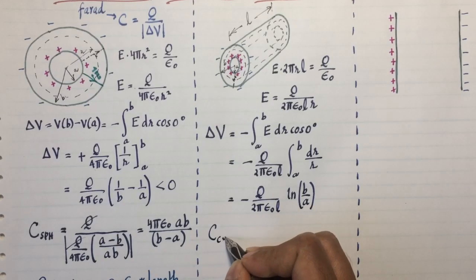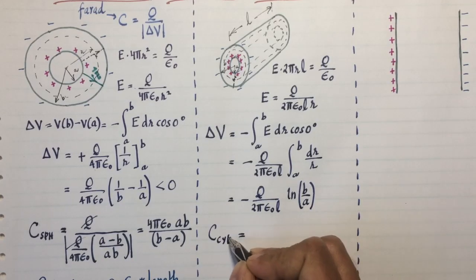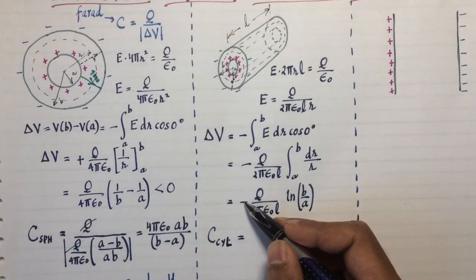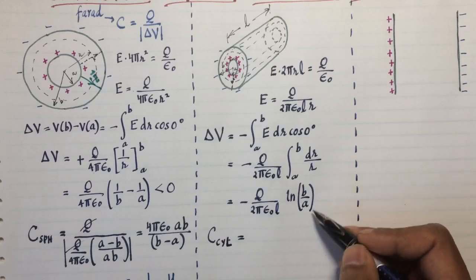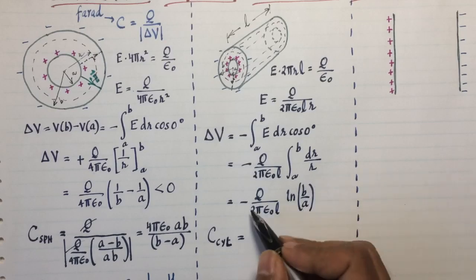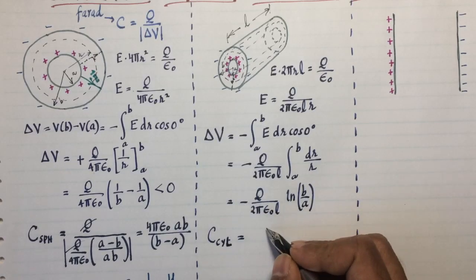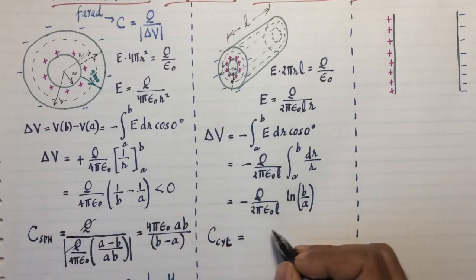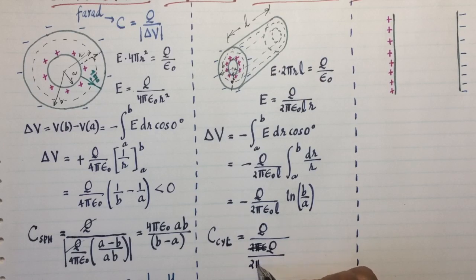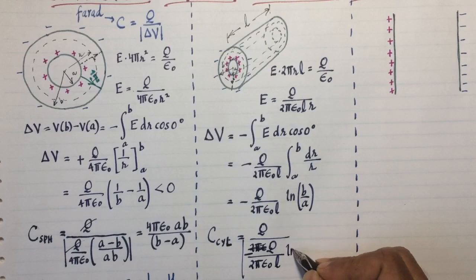Finally, the capacitance is, by definition, charge over change in voltage. And here we have to get rid of this minus sign. Since B is bigger than A, natural log of something bigger than 1 is always positive. So that's no worry there, but we still have a negative sign here. So the absolute value signs will take care of that. So I have Q divided by 2 pi epsilon naught L, with that minus sign, natural log of B over A.